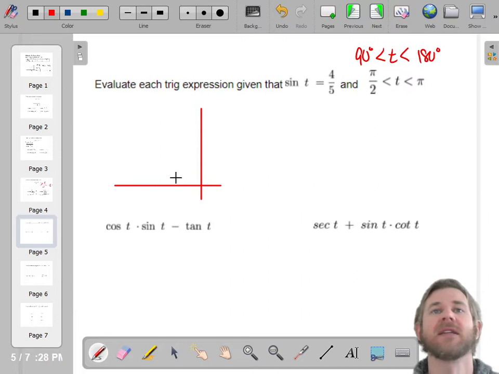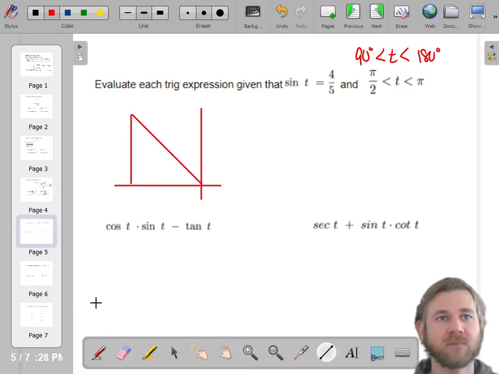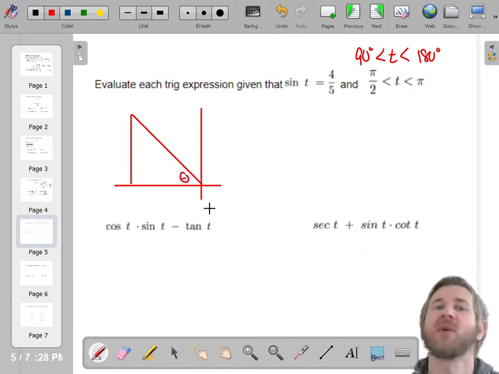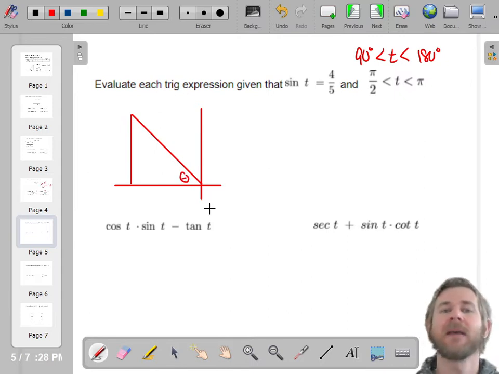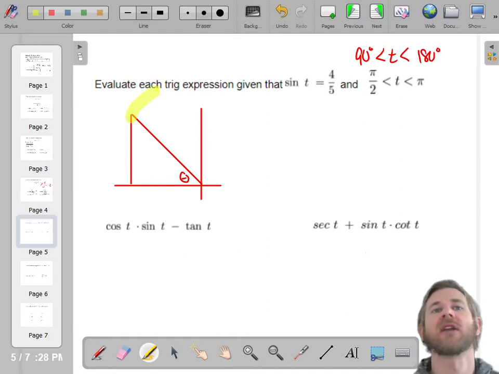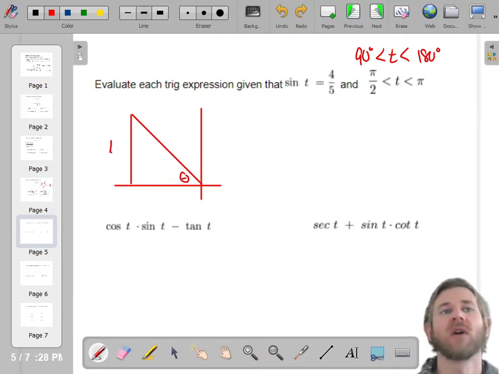And it says sine is positive, which sine is the y, so it should be positive. So I'm going to call this theta, and that's my reference angle. I'm going to use theta. When we say t, we're really talking about this, but theta is what I'm going to always reference, so we say that's the reference angle. The sine of that angle is 4/5, so 4 over 5.